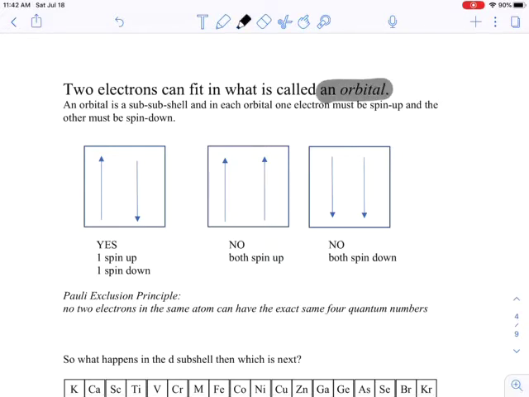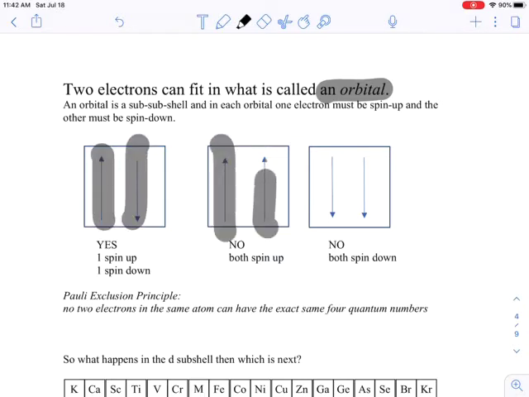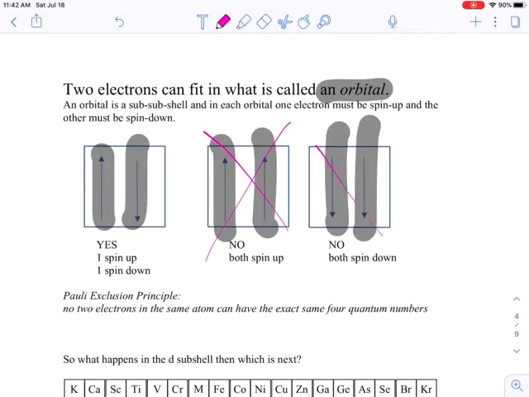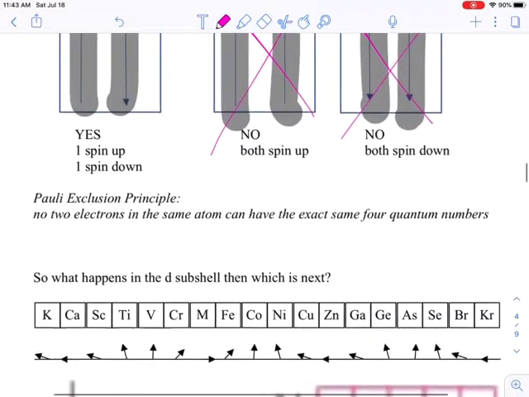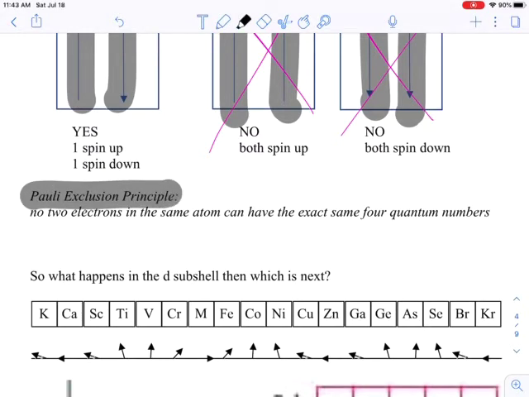And what scientists have called this is an orbital. And an orbital is basically a sub-subshell. So we've gone shell, subshell, and instead of calling it a sub-subshell, they call it an orbital. And in an orbital, you can have two electrons, and one of those electrons can be spinning up, and one of those electrons can be spinning down. You cannot have them both up. That is against the rules. Nor can you have them both be spinning down. That is apparently against the rules.